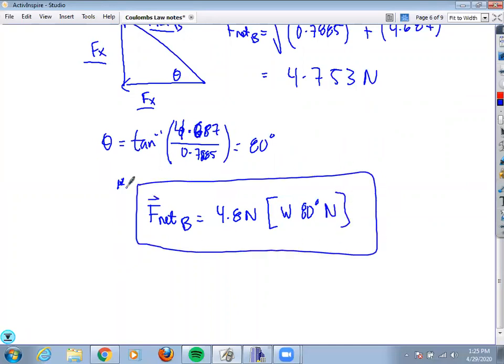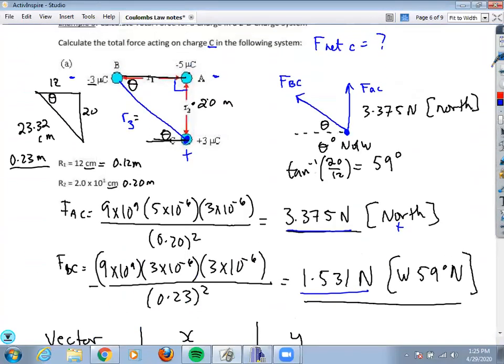And we just found the total force on a charge that is in a two-dimensional system. It seems like a lot, but again, the basics here are using Coulomb's law to get the two forces, and then adding the two vectors using vector components.